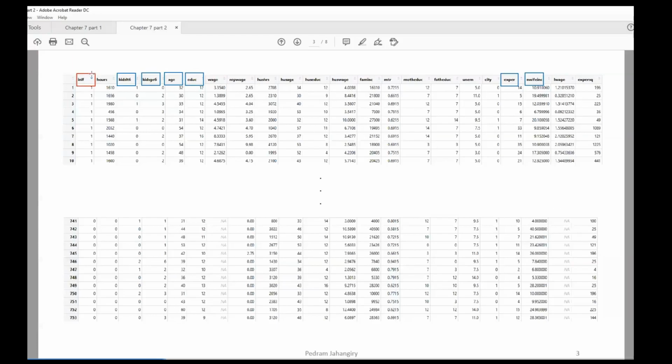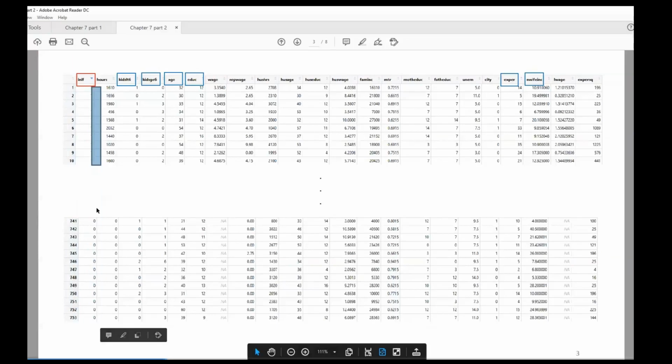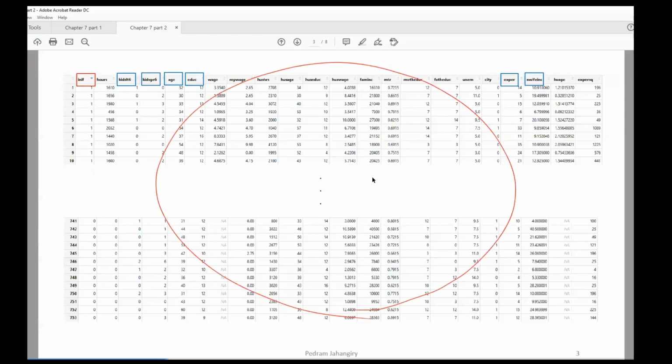So the red one is going to become my dependent variable. We want to predict whether a female with these features, at the end of the day, is going to participate in the labor force or not. So this is my dependent variable, Y. It can take values 1 or 0, okay? This lady participates in the labor force, so in labor force is equal to 1. This lady does not participate in the labor force, so in labor force is equal to 0. So my Y variable is going to be in labor force.